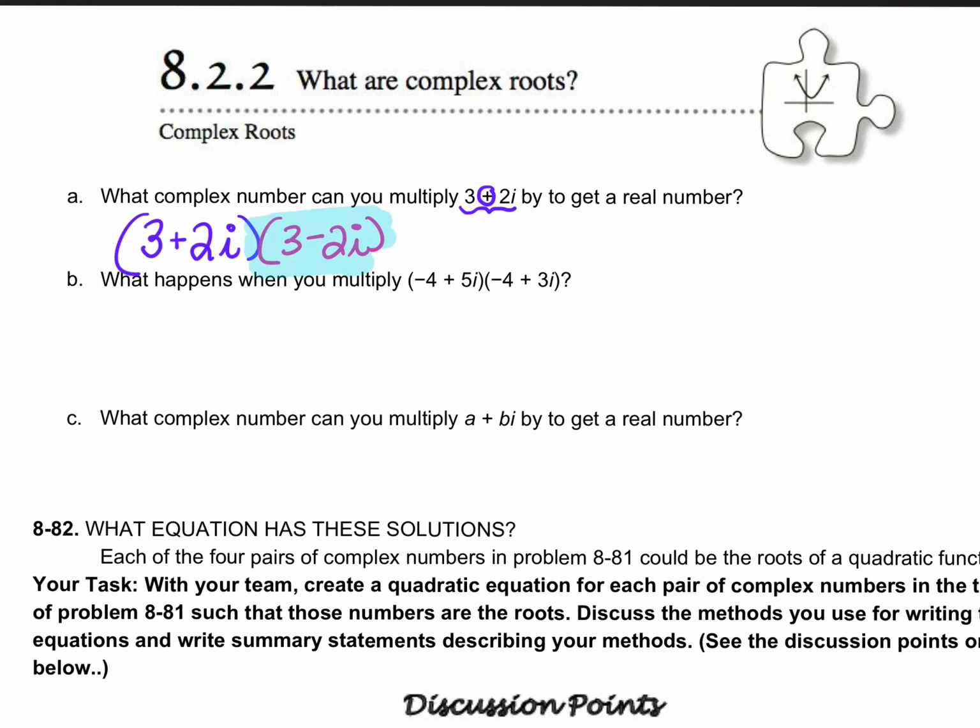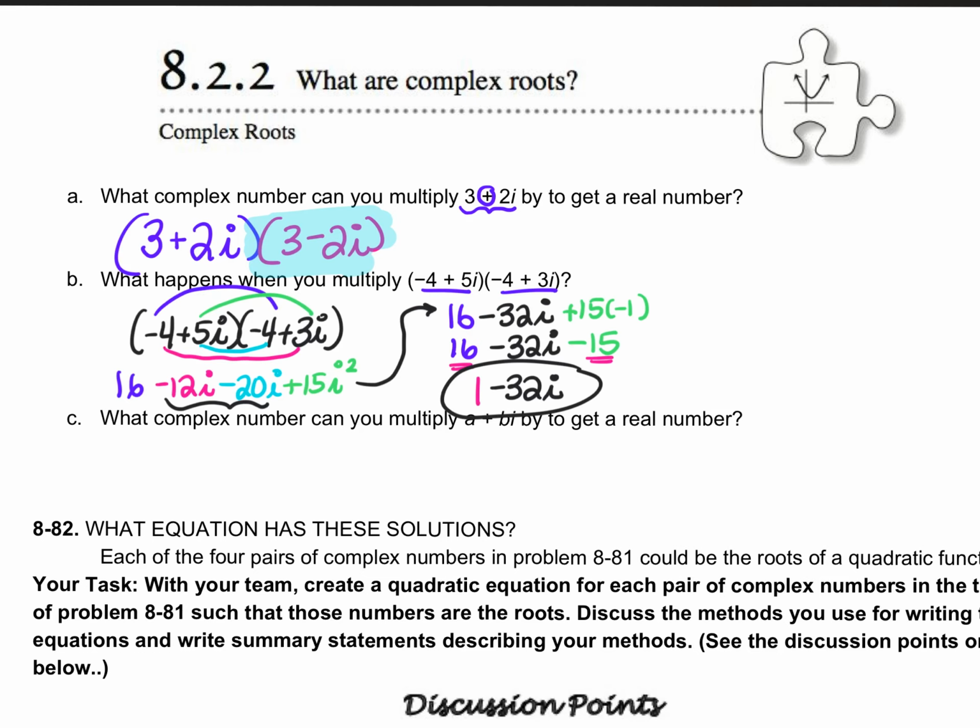All right, so what happens when you multiply these two numbers together? So do you think you're going to get a real number? That's the question they're really asking here. Go ahead and pause the video and actually multiply them out and see what happens. And then come back when you're done to check.